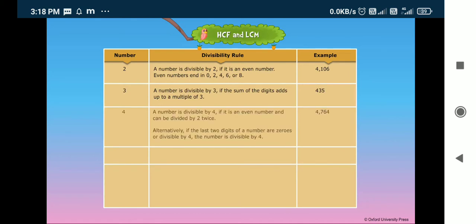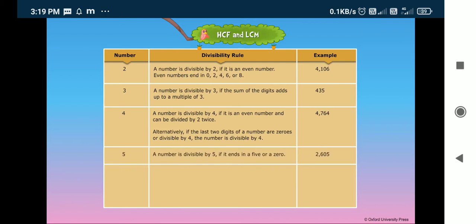435. Divisibility by 4. A number is divisible by 4 if it is an even number and can be divided by 2 twice. Alternatively, if the last two digits of a number are zeros or divisible by 4, the number is divisible by 4. Example, 4764.